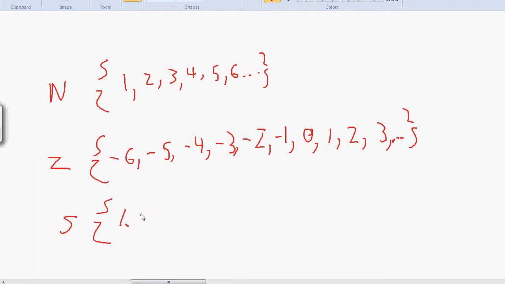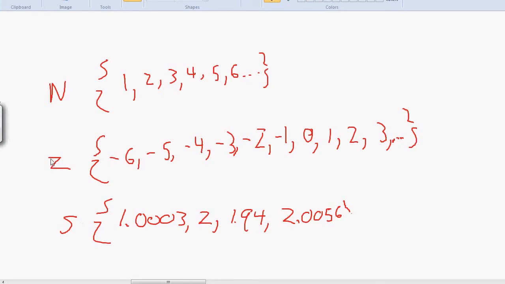So 1 is not included, but 1.0003 would be included. The number 2 would be included. The number 1.94, number 2.0056. There's an infinite number of numbers in here, but almost none of them are integers. 2 is the only integer that's actually in this set.